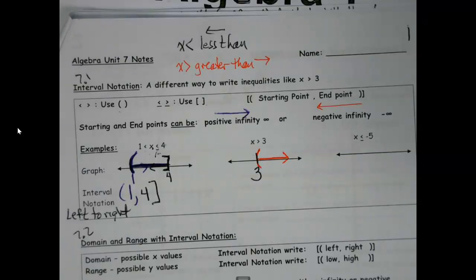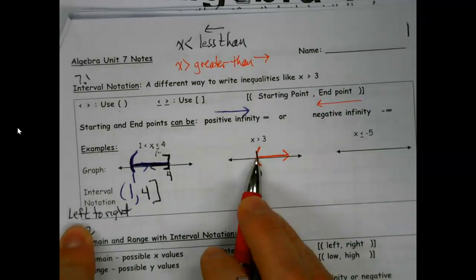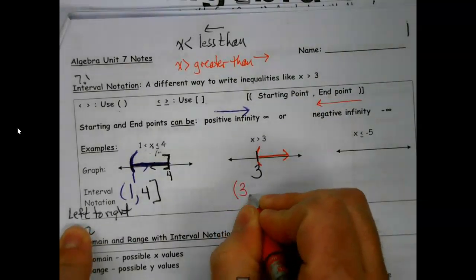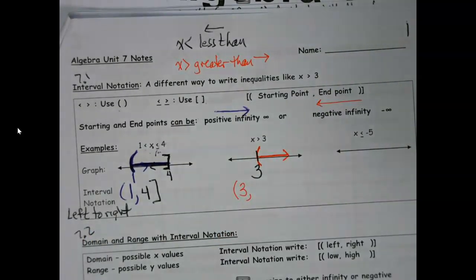So I got my graph done. Now I got to do the interval. Okay. We start on the left. There's my first thing I see, the parenthesis and the 3. Here comes my first introduction to infinity. If you have an arrow going either direction and it never stops, we're going to have infinity involved.